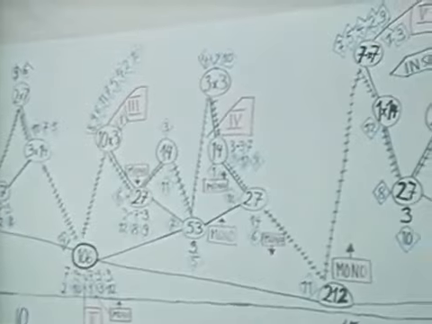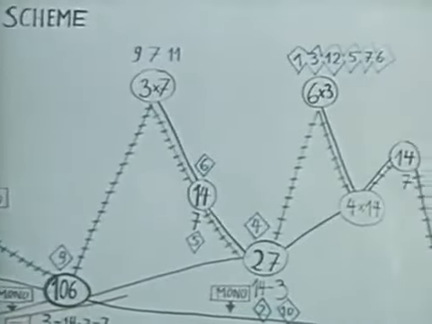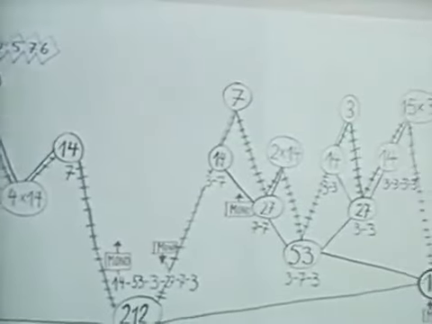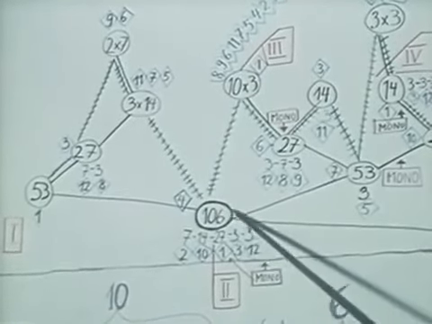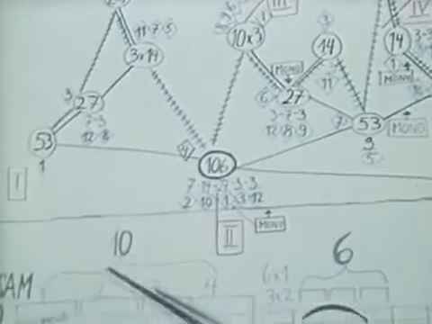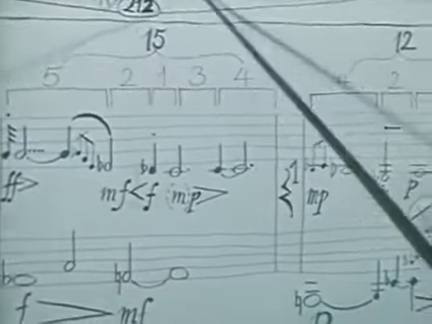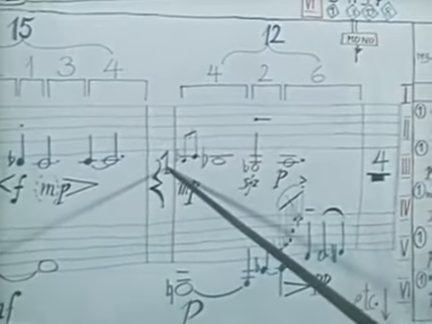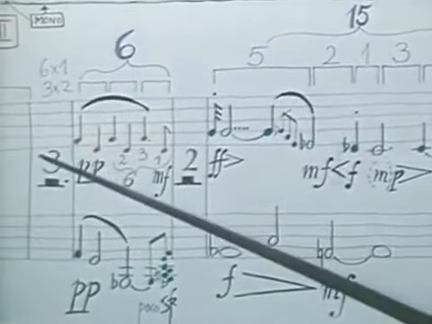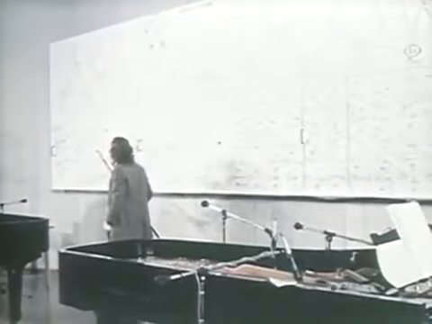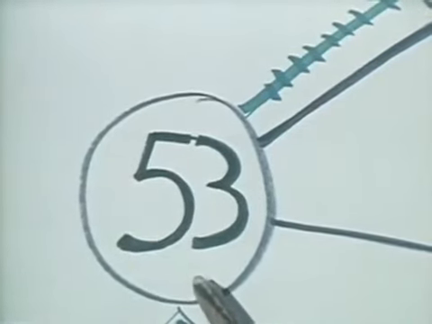I have drawn the entire work in its formal construction on this board, and the black numbers which are in circles indicate durations. As you know now, the first mantra lasts itself 10 plus 6 makes 16, plus 15 makes 31, plus 12 makes 43, plus 1 makes 44, plus 4, 48, plus 2 makes 50, plus 3 makes 53 time units. And these 53 time units are indicated in these 53. So these 53 here are the mantra that we have been talking about up to now.